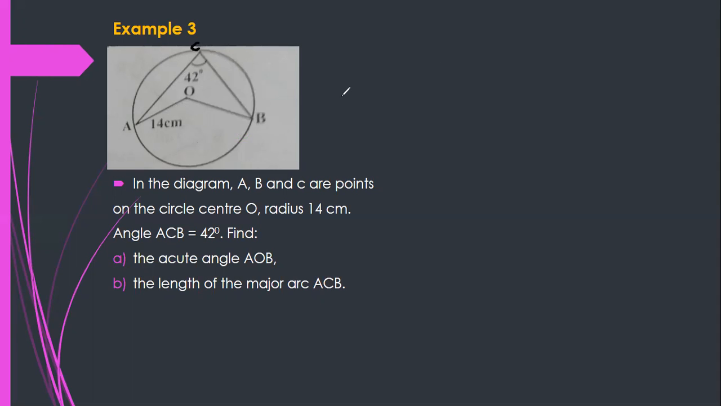So in this problem, we need to find this angle again, angle AOB. The acute angle AOB, we need to find it. An acute angle is an angle that is less than 90 degrees. So by the time we get the value of this angle, it must be less than 90 degrees. If it is more than 90 degrees, it means our solution is wrong.